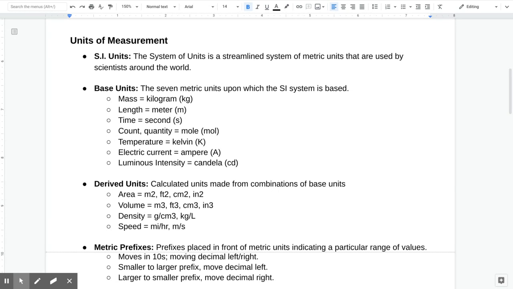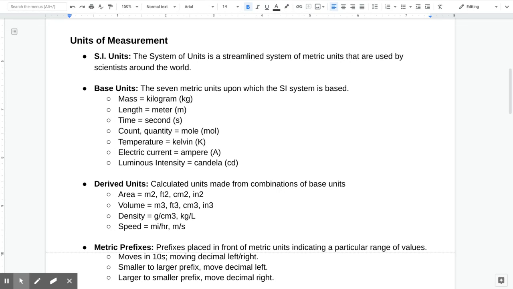But anyway, the reason why it's a kilogram and not just a normal gram is just because that's the reference point. A kilogram is our reference, whereas for length it's a meter. For time, the base unit is second. Count quantity is a mole.